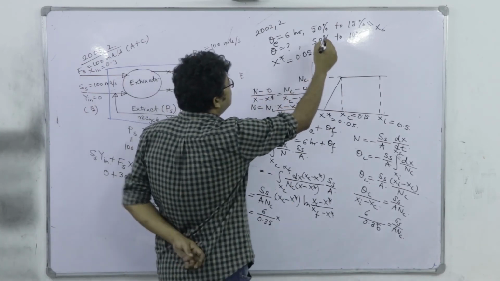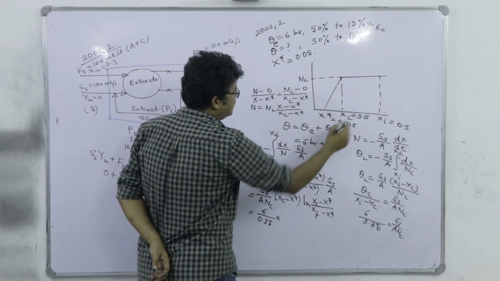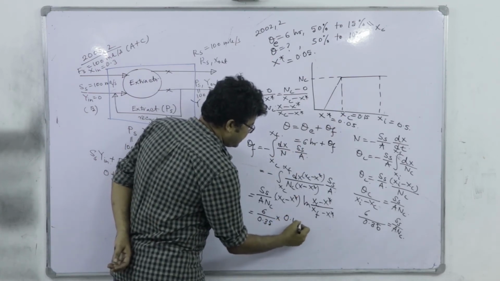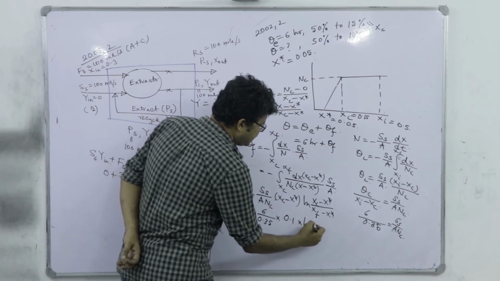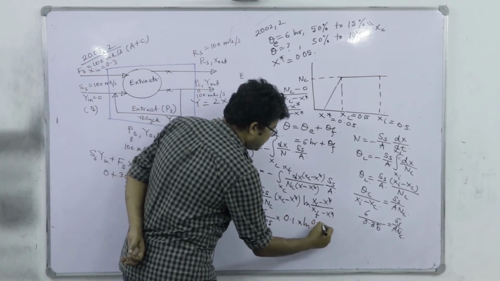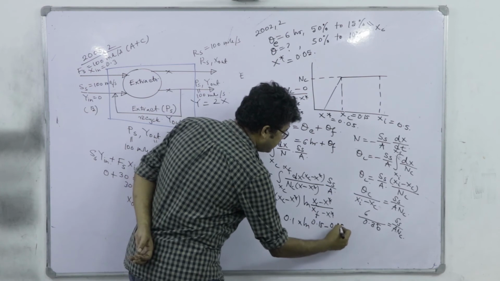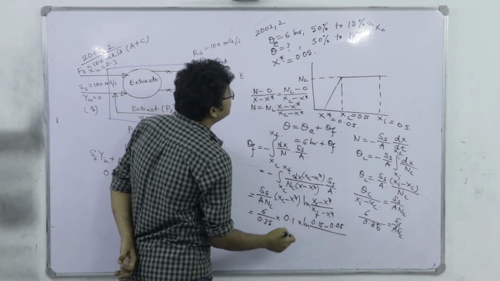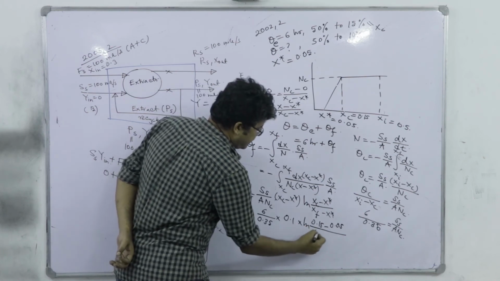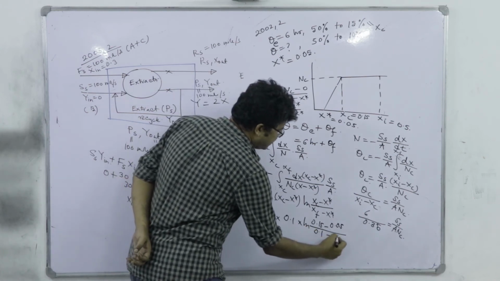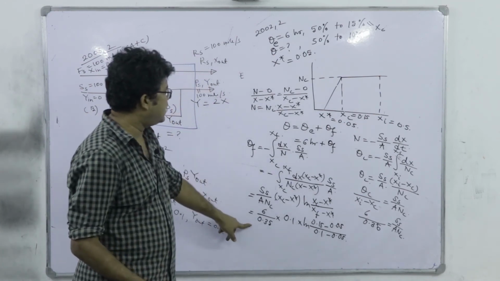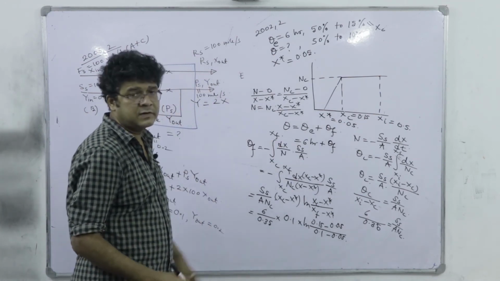Xc is 0.15 minus 0.05, that is 0.1, into ln of Xc minus X star, that is 0.15 minus 0.05, divided by Xf minus X star. Xf is 10%, so it is 0.1 minus 0.05. So you can calculate theta f from here. You add it to 6 hours, so you will get the answer.